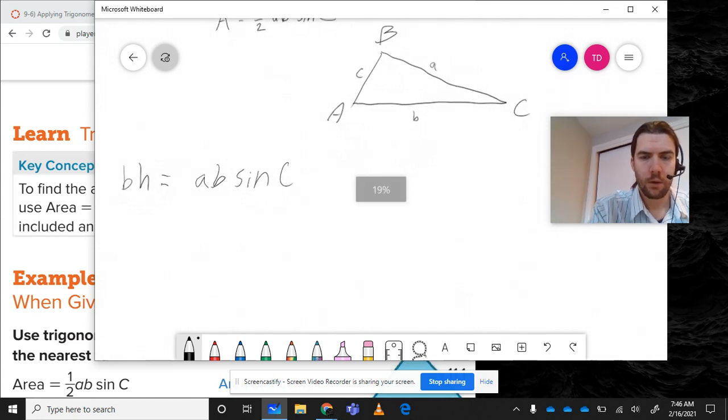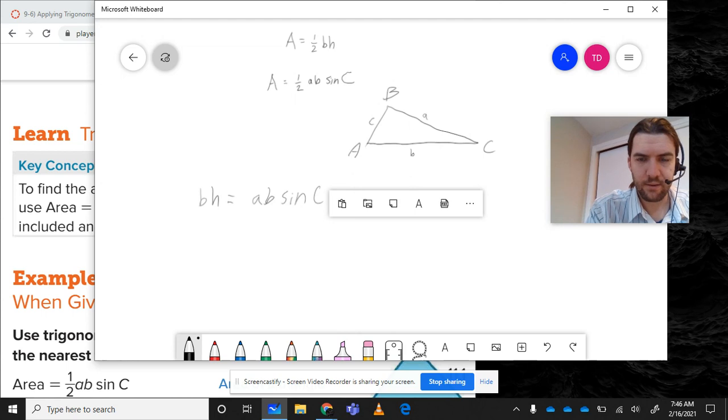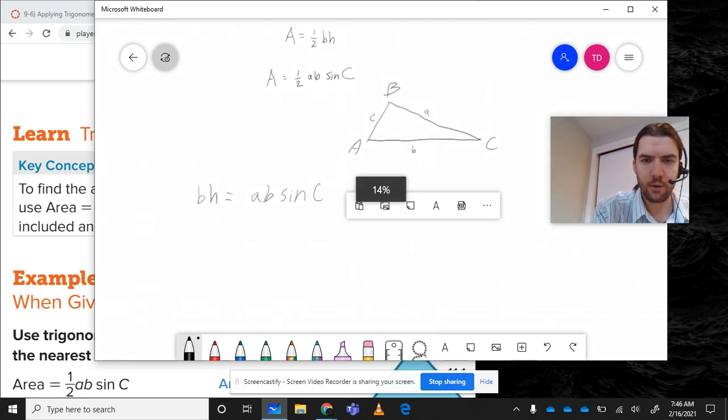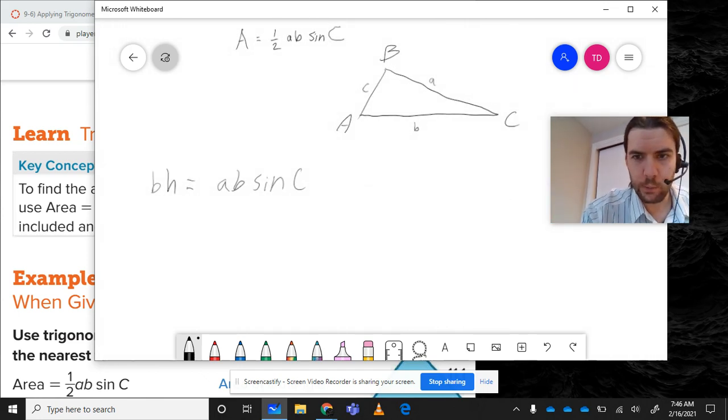Okay. Well, what is the sine of C? Okay, so sine, cosine, and tangent are typically done from right triangles. So the first thing we want to notice on this picture is that this is not a right triangle yet.